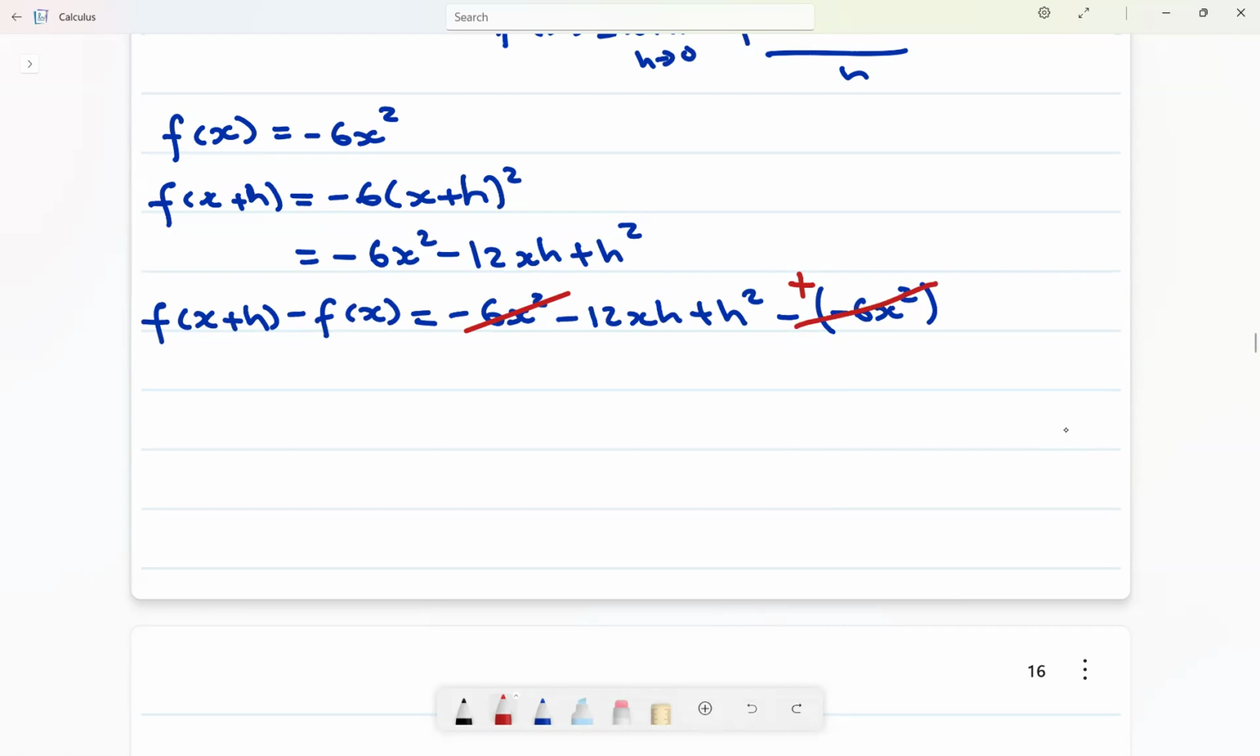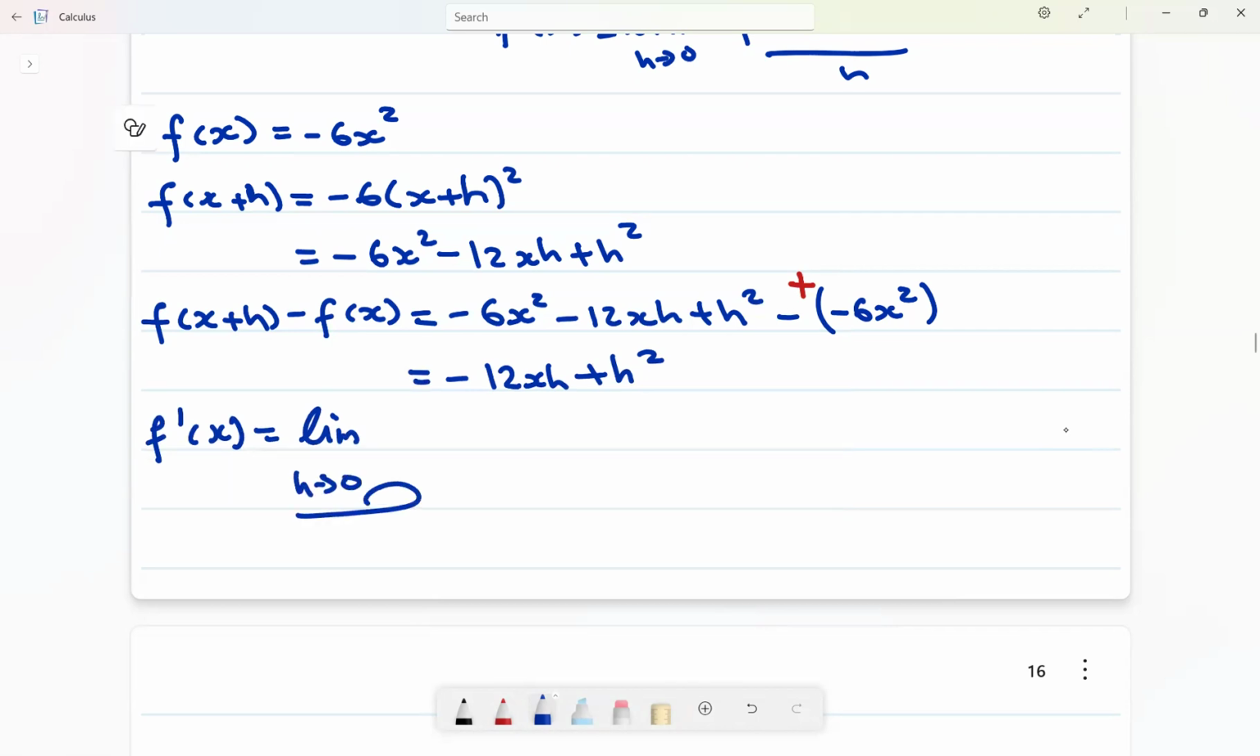And then when that happens, I'm going to be left with negative 12xh plus h squared. I hope that makes sense. And then I'm done. I can now move and say I want my first derivative, okay? Remember, my first derivative has a formula that says limit as h approaches zero, very, very important, as h approaches zero of f of x plus h, write down the formula, minus f of x, all divided by what?